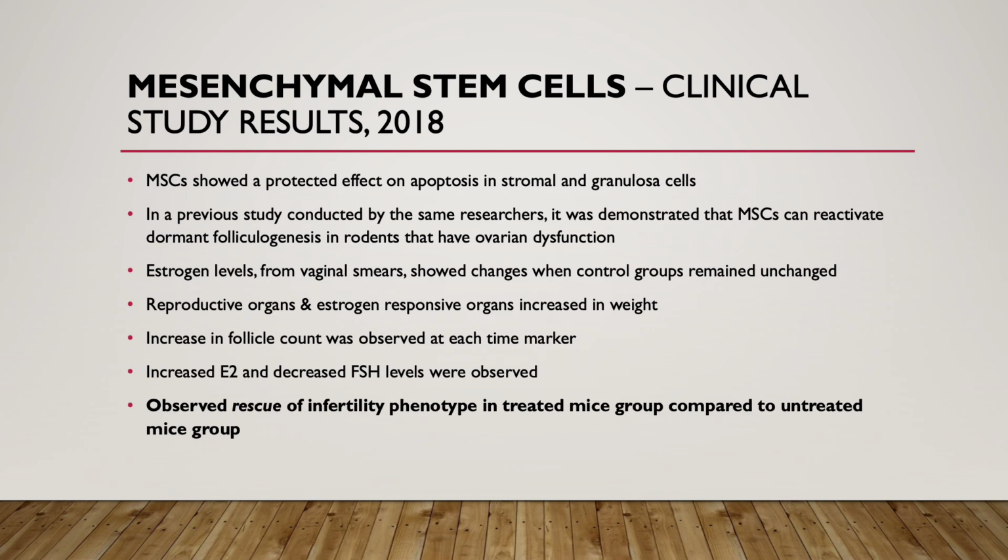The large takeaways from the clinical study referenced are as follows. 1. MSCs showed a protective effect on apoptosis in stromal and granulosa cells. 2. In a previous study conducted by the same researchers, it was demonstrated that MSCs can reactivate dormant folliculogenesis in rodents that have ovarian dysfunction. 3. Estrogen levels taken from vaginal smears showed changes in the test group while the control group remained the same. 4. Reproductive organs and estrogen-responsive organs increased in weight.